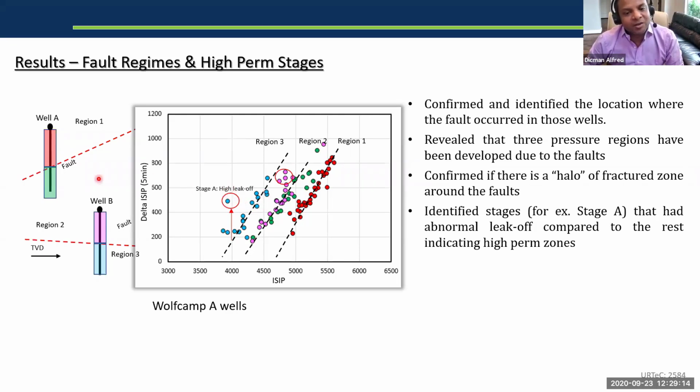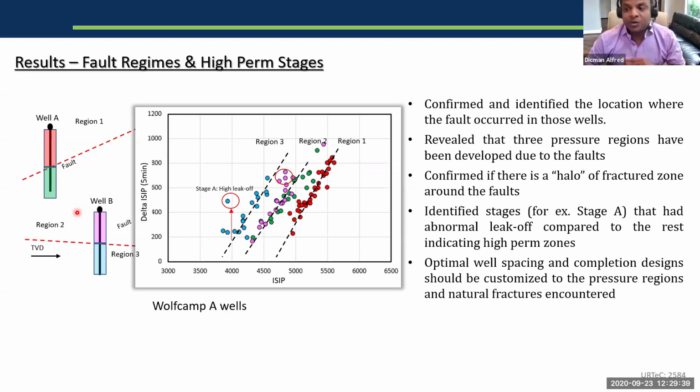Once you identify this, you have to go back and find where that stage is and look at your regional stress direction. And when you start planning wells to the side of well B or well A, you start avoiding putting stages there. You do not put a stage where there's a high leak-off because you're wasting it, and then you're going to hit the other well. You're going to get a frac hit. So those are the implications of this methodology.